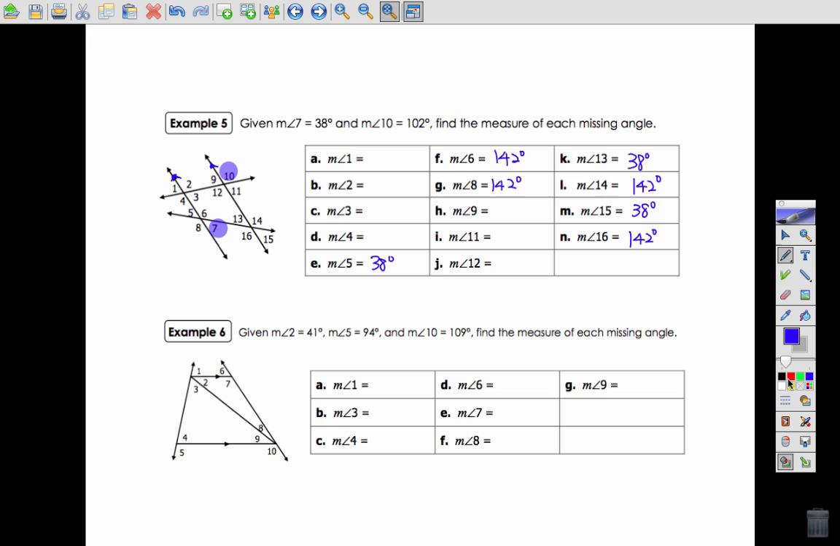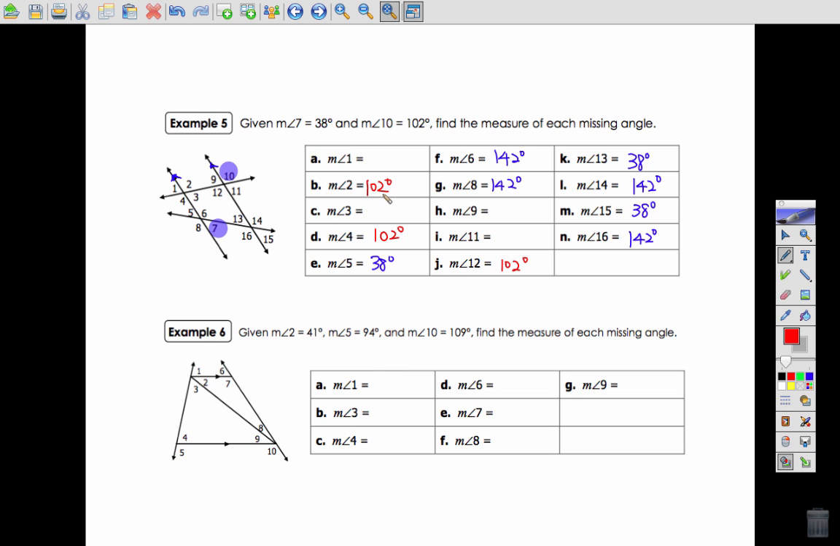Now, let's find the top half. Same method. I know 10 is 102. 12 must be 102 because they are vertical angles. And if 12 is 102, angle 4 must be 102 because they are corresponding angles, right? And if 10 is 102, 2 is 102 as well because they are corresponding angles. Or you can say 2 and 4 are vertical angles, and obviously 2 and 4 are congruent right here.